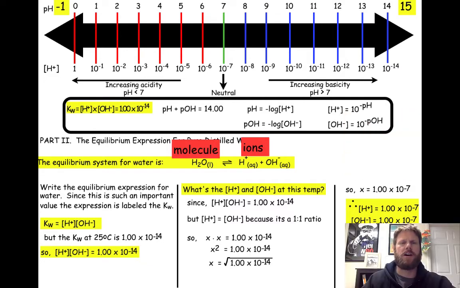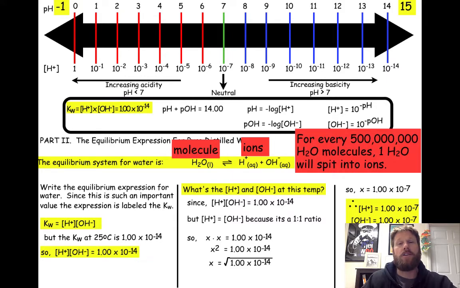Take a second to understand the magnitude of the equilibrium constant for water. It is 1 times 10 to the negative 14th. It's a very small K value. Remember, a very small K value means reactants are favored. So water does not split up into ions hardly at all. In fact, for every 500 million water molecules, only one of those water molecules would split into ions. That results in a very small K value.